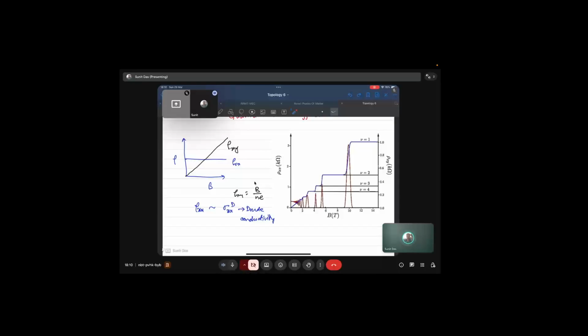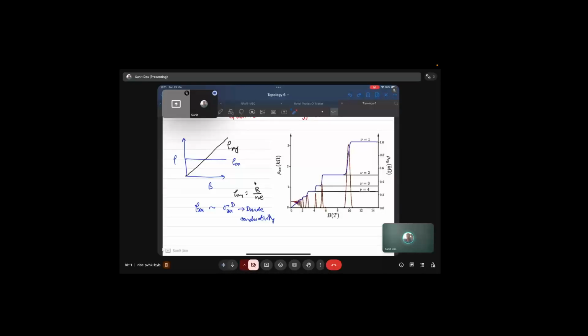But the more important point for this rho xx is that every time the rho xy changes to the next plateau, there is a jump, or there is a finite rho xx, right? But as long as you are within the plateau, within the range of the magnetic field where the rho xy is constant, the rho xx is zero, right? Again, there is a transition for rho xy, so there is another peak for rho xx, and this keeps on happening, right?